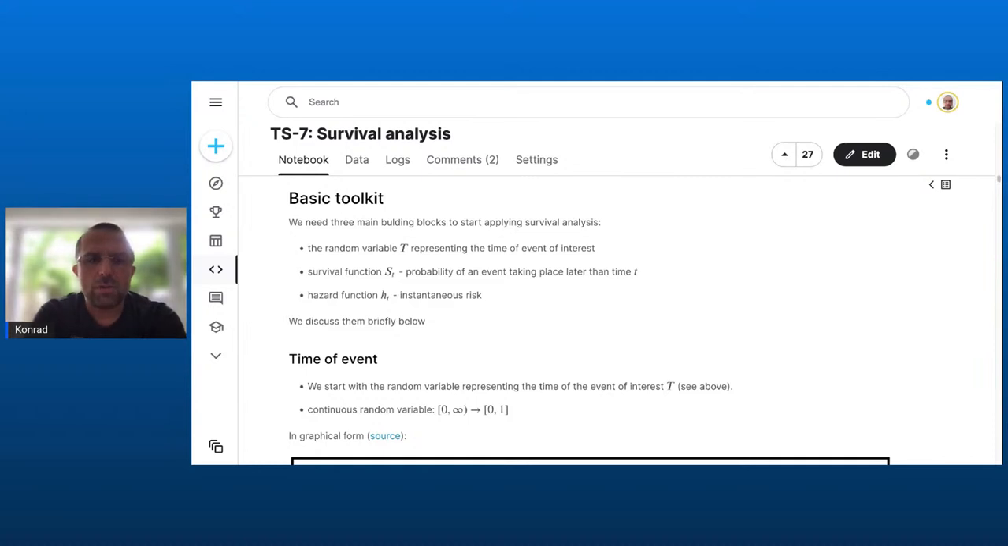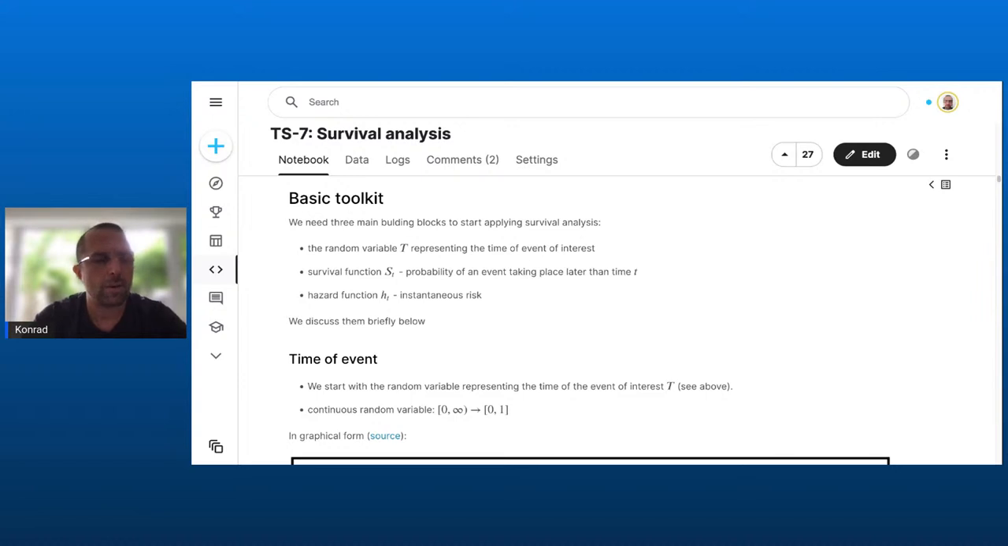Unlike some of the previous episodes, this one requires a little bit of apparatus from probability theory. I promise to try to keep it to a minimum. There are three main objects that we need to be dealing with. Capital T, the time random variable, because we don't know when it will happen, representing the time until the event, be it recovery, discharge, sickness, whatever. Then the survival function, which is the probability that it's going to take longer than a certain time for the event to mature.